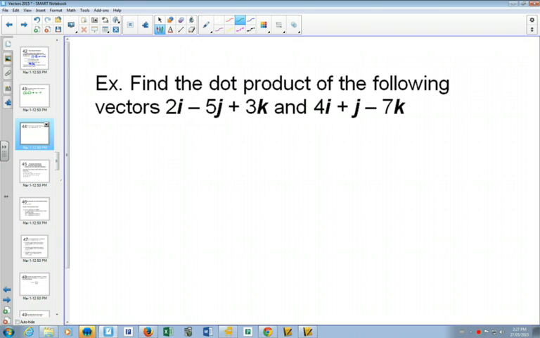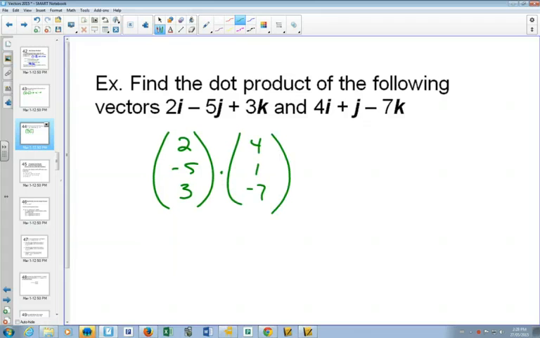There's one in 3 dimensions. First vector is (2, negative 5, 3), and the second is (4, 1, and negative 7). The dot product will be 8, minus 5, minus 21, which is negative 18.